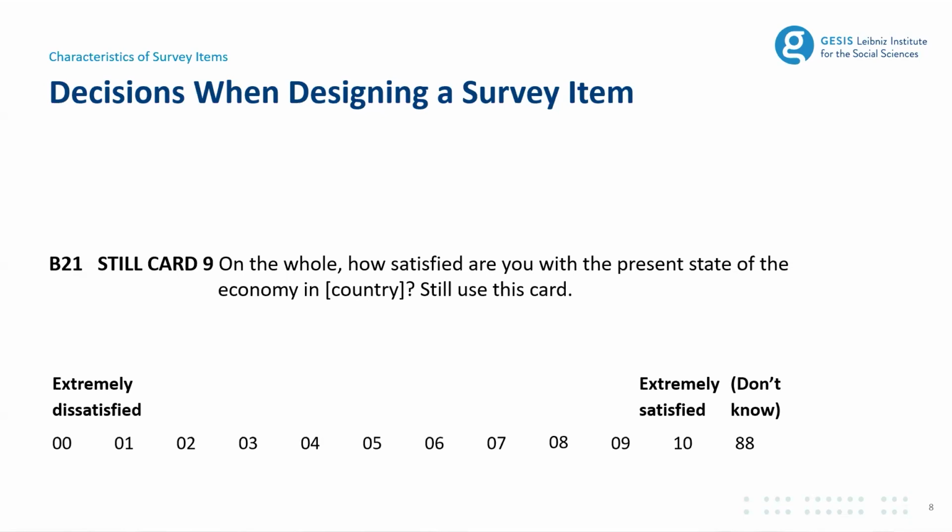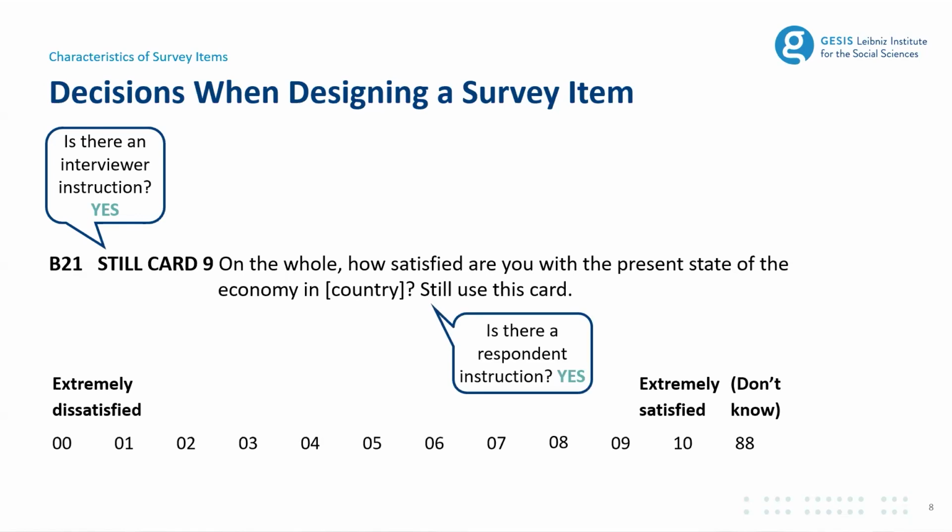So when designing this particular survey item, there are all kinds of decisions that you take, either consciously or unconsciously. And I just want to show you a little bit what type of decisions they are that you potentially have to take. For example, you could think about whether you want an interviewer instruction in the case of a face-to-face survey, which is here, still card 9, an instruction for the interviewer to use a specific show card. You could also think about whether you want an instruction for the respondent, which here in this case is "Still use this card."